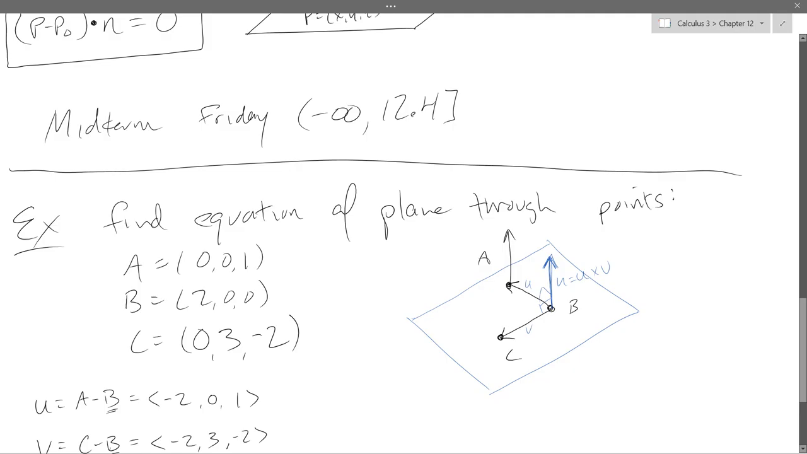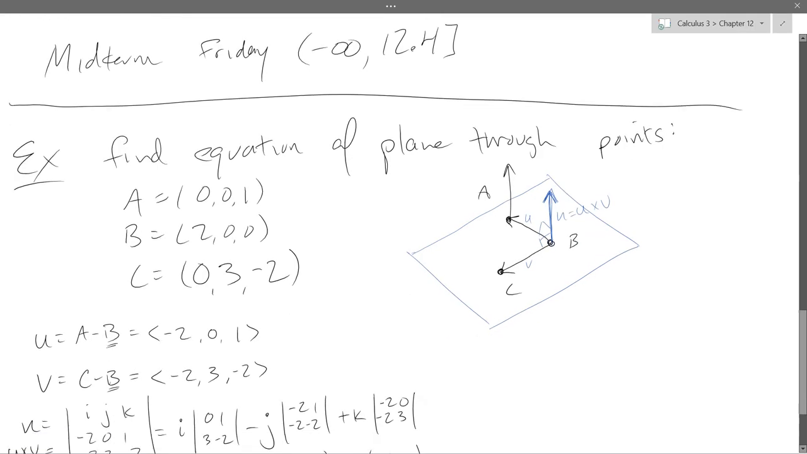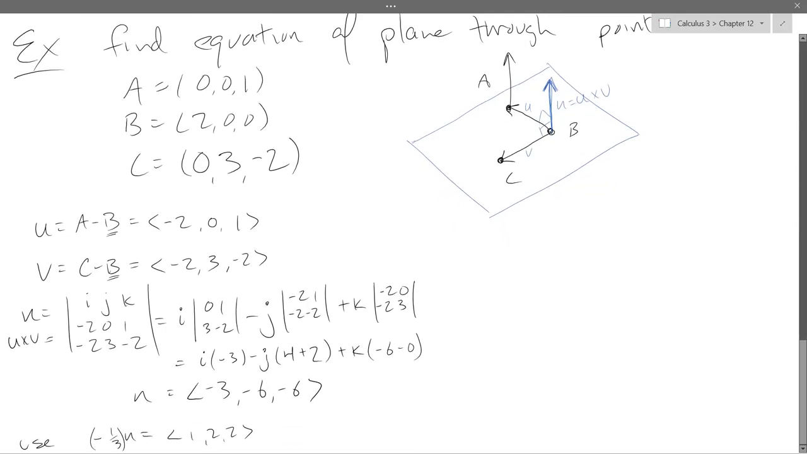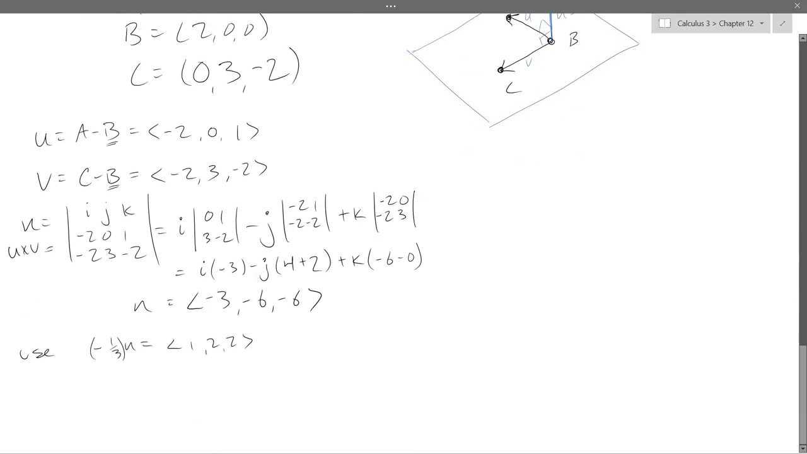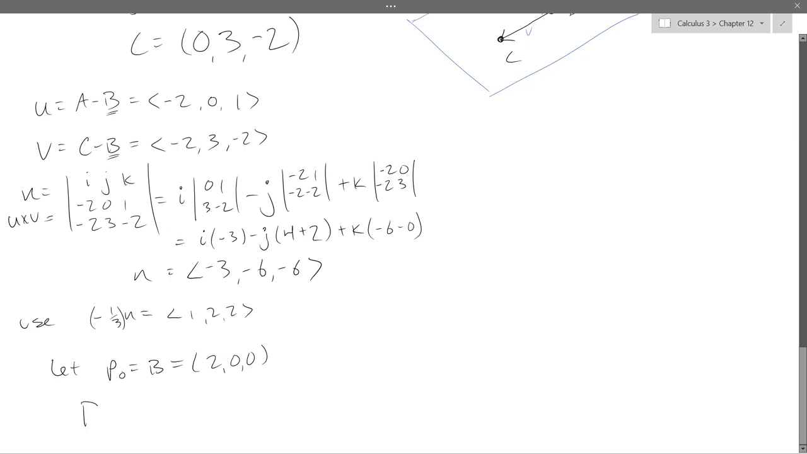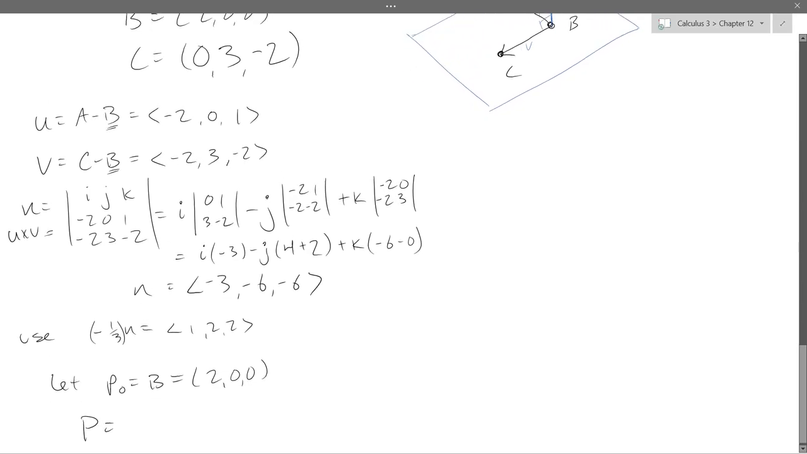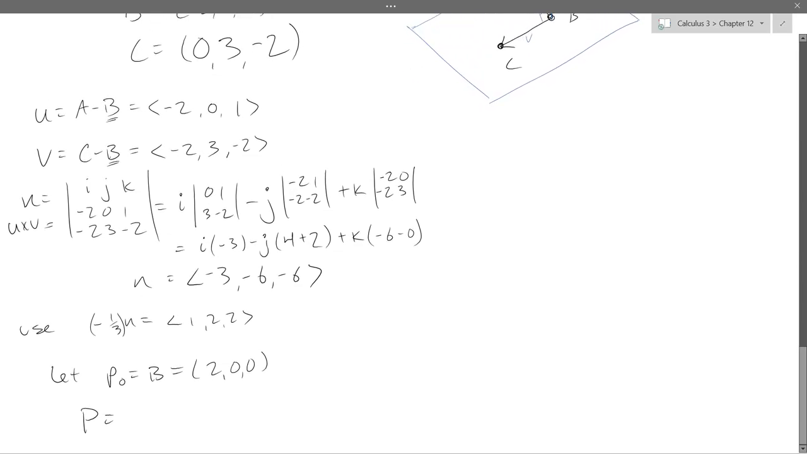I'm going to go with, yeah, B is pretty easy. Let's just go with B. I'd say C is a little more complicated, but not by that much. So we're going to let our P0 equal B, which is 2, 0, 0. P is any point on the plane, not a specific point, but any point on the plane.